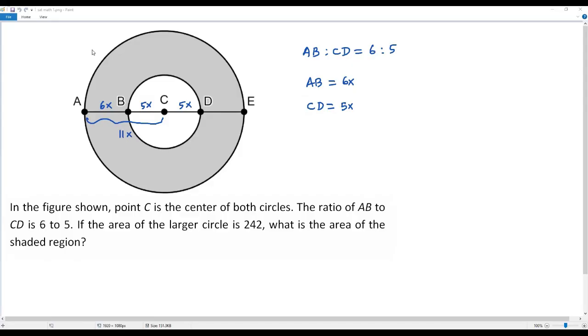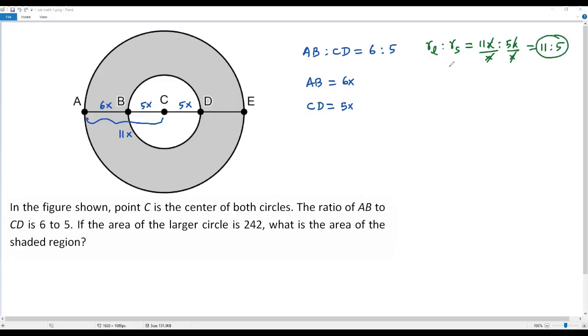Okay, now let me get the ratio of the radii of the two circles. First let me write the radius of the larger circle, then the radius of the smaller circle. We know that the radius of the larger circle is 11x, to the radius of the smaller circle, which is 5x. Both the terms are multiples of x, so we can divide both terms by x to simplify this ratio. The x will cancel out, then I'm getting 11 to 5. Here I got the ratio of the radii of the two circles, that is 11 to 5.